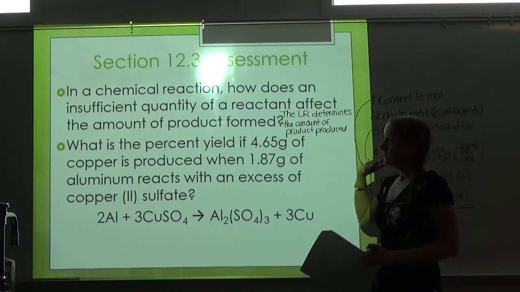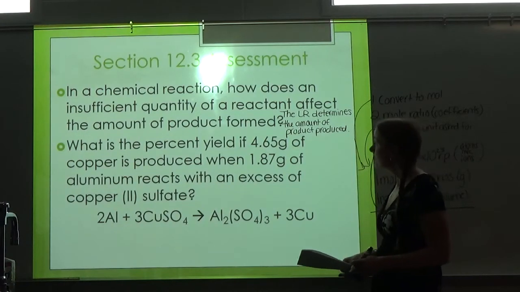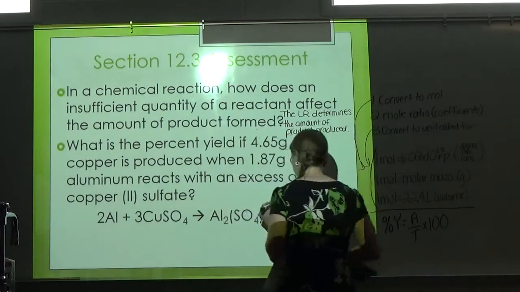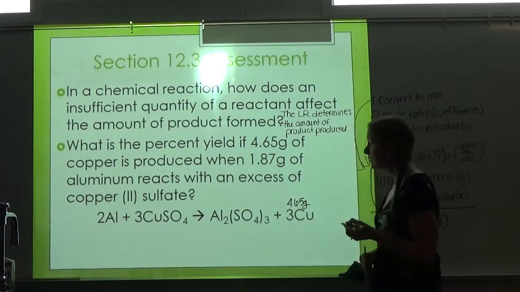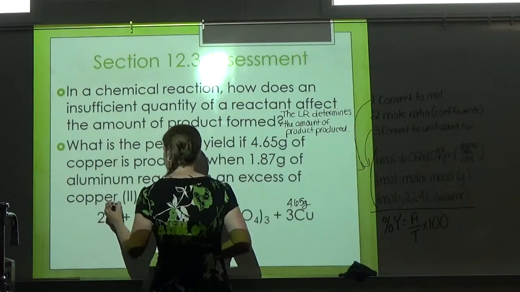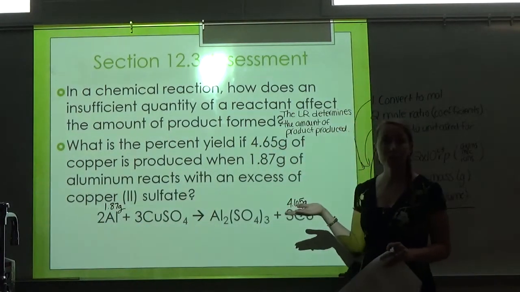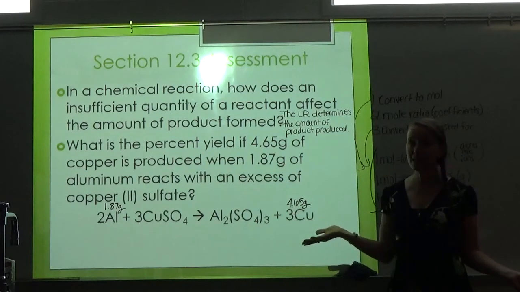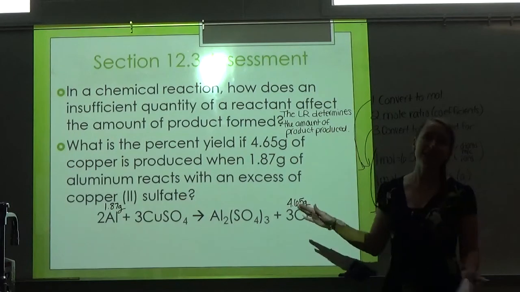All right, so last one. It says, what is the percent yield if 4.65 grams of copper is produced when 1.87 grams of aluminum reacts with excess copper 2 sulfate? So see how it says with excess copper 2 sulfate? That's just letting you know this is not a limiting reagents problem. It's telling you copper 2 sulfate is the excess.